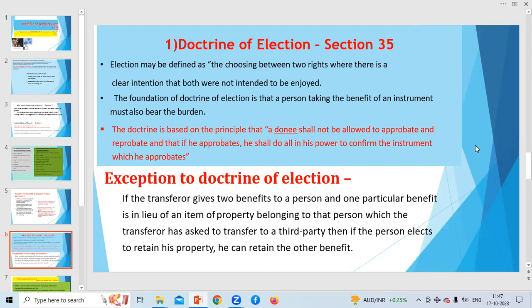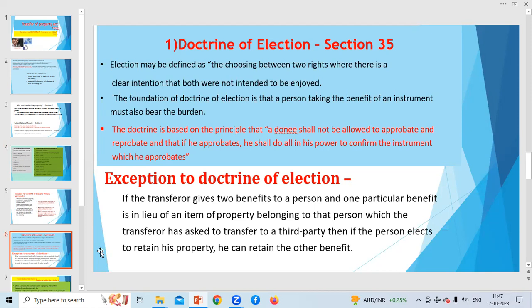So if you are getting a house, the doctrine of election says you have to pay the taxes also. At the same time, when you are having a person taking benefit from the instrument, he must bear the burden also. This is the example. When you transfer a house, the person will pay taxes.